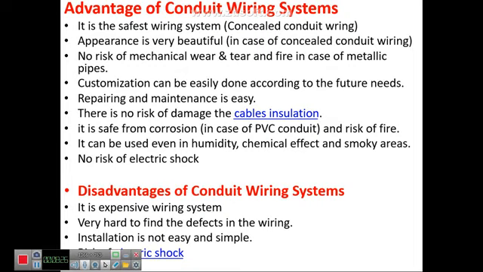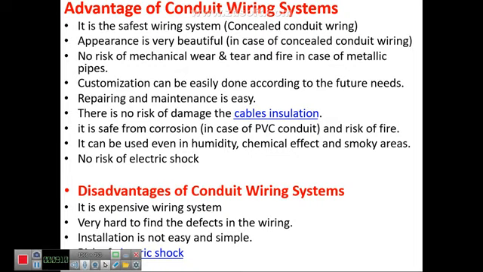Coming to the advantages, conduit wiring is the safest wiring system, and the appearance is very beautiful, and there is no risk of mechanical wear and tear and fire also, and we can easily alter the connections wherever you need. We can easily make changes, and repairing and maintenance are also easy. There is no damage to wires due to the insulation arrangements, and it is safe from corrosion and risk of fire. It is not affected by humidity and chemical or smoky areas. So there is no chance of electrical accident or electrical shocks.